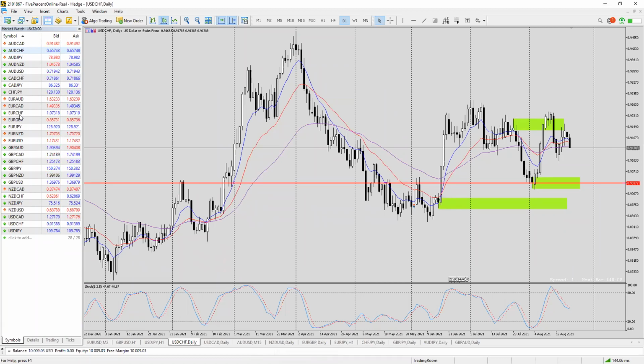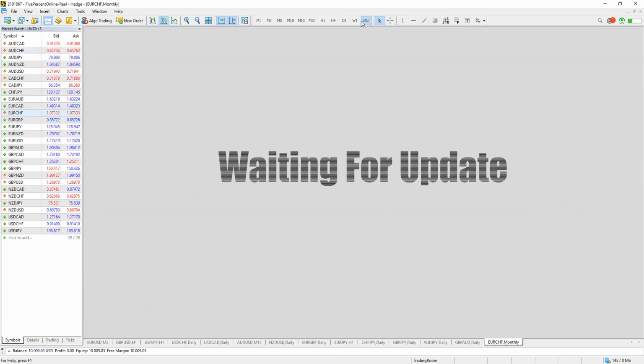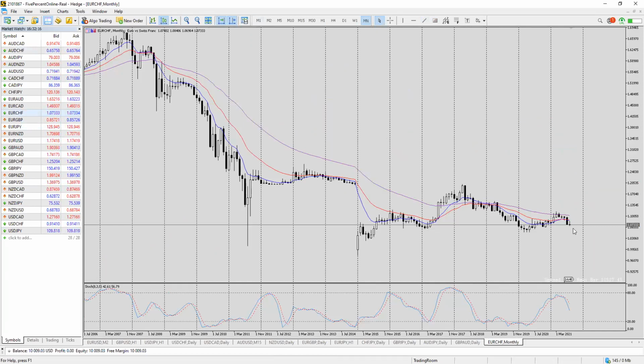Euro Swiss, just one sec. Where is it? I thought it was open here. Euro Swiss. Look at the Euro Swiss. It keeps going down. Okay, the Swiss National Bank doesn't like it when the euro becomes too strong, and it might intervene just like it did in 2011. Okay, 2011, it intervened.